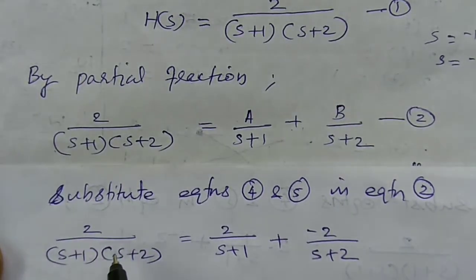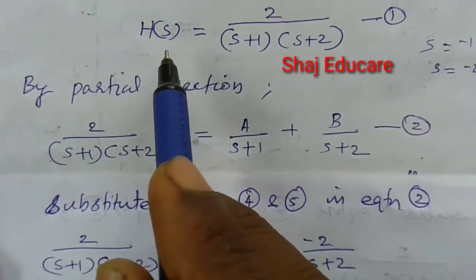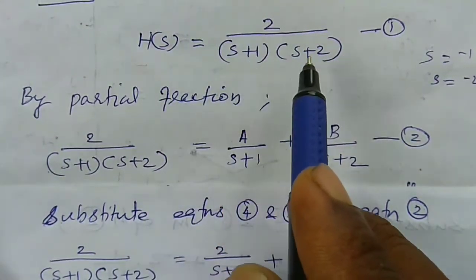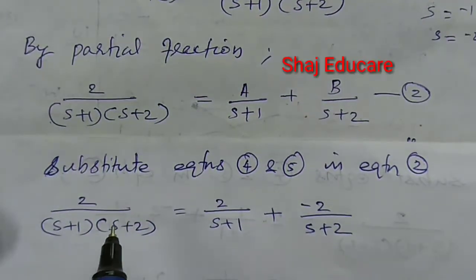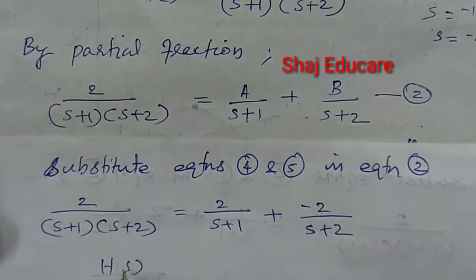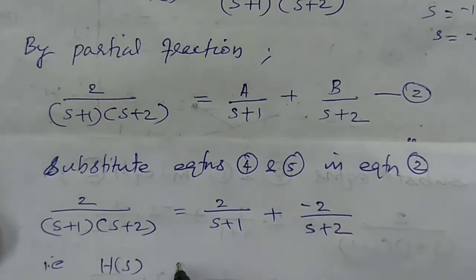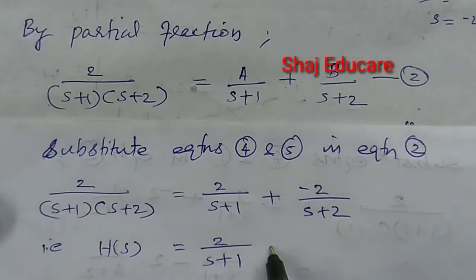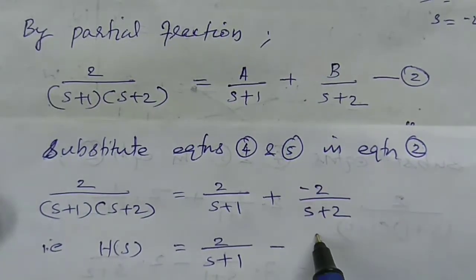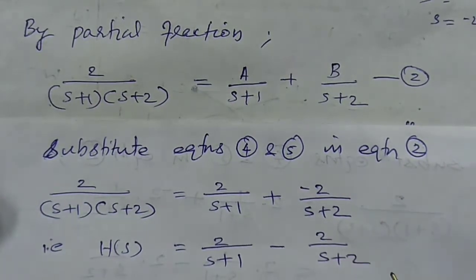Now, 2 divided by (s plus 1) into (s plus 2) is equal to h of s. Now let us replace the LHS with h of s. That is, h of s is equal to 2 divided by (s plus 1) plus, into minus becomes minus, 2 divided by (s plus 2).